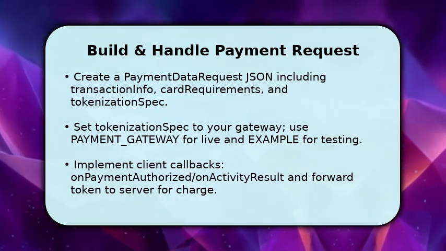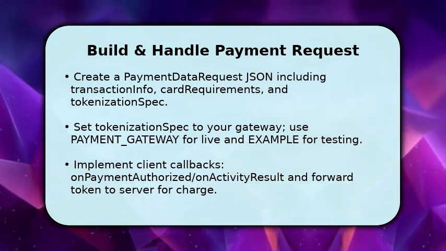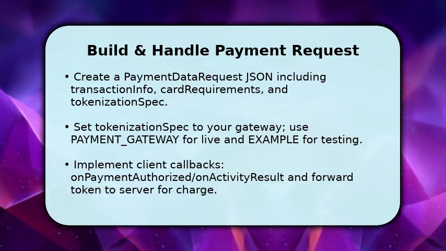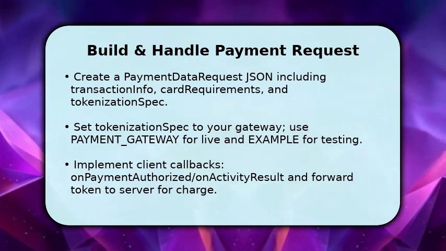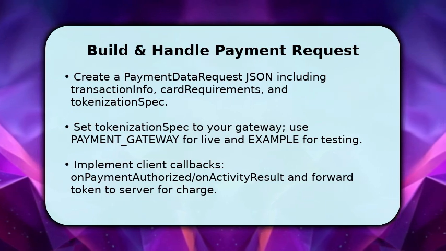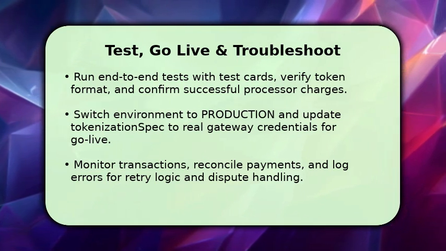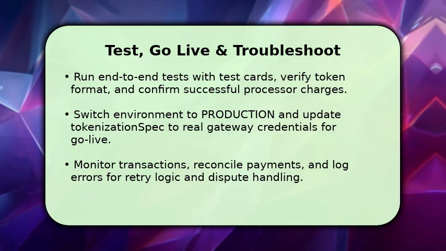Then implement the client-side callbacks on payment authorized or on activity result to receive the payment token. Once you get a token, immediately send it to your server to create the actual charge. The client should never complete sensitive processing alone. Finish by performing full end-to-end tests. Use Google Pay test cards, validate the return token, and confirm your processor can charge it.